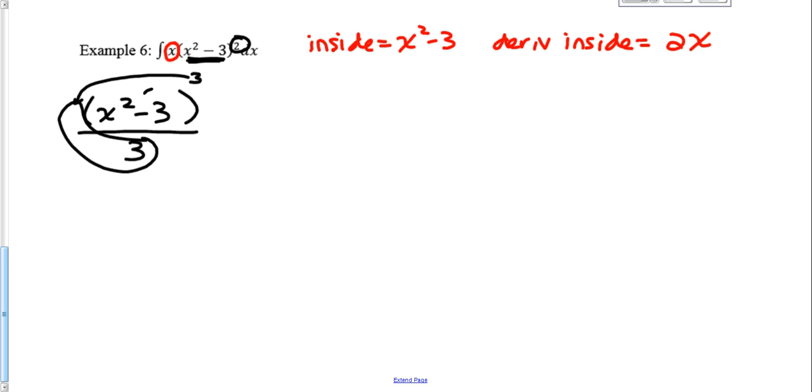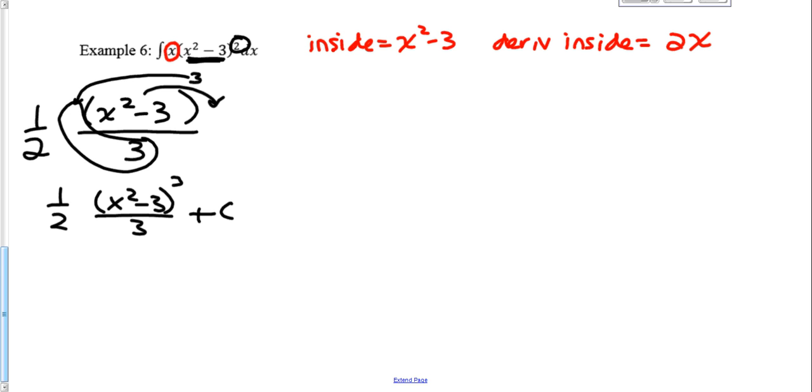Then I multiply by the derivative of the inside, which is 2x. The x is right here, but I'm missing my 2, which means I'm going to end up having a 1/2 to balance out the 2 when I take the derivative. So that's a little bit messy looking. We have x squared minus 3 raised to the third divided by 3 plus c, which of course can be simplified to 1/6 times x squared minus 3 cubed plus c.